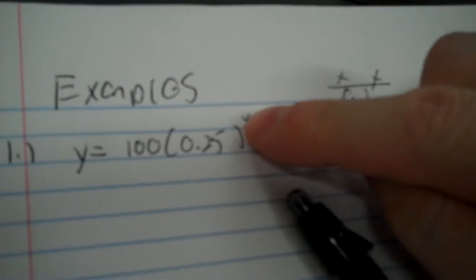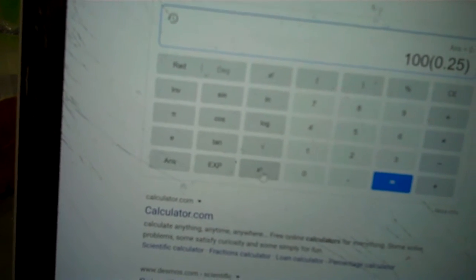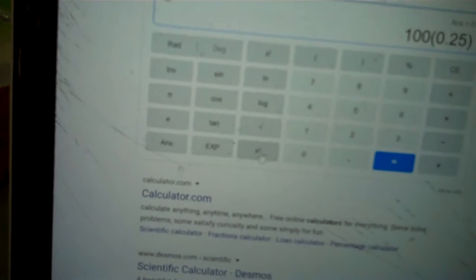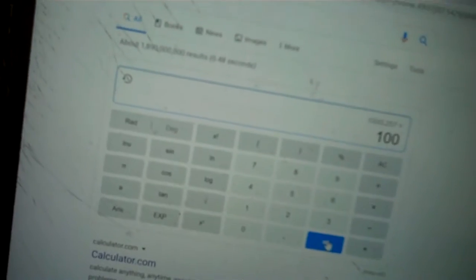Okay, so I'll set up an xy table, 0, 1, 2. I'll just put 0 in for the x right here. Okay, now on these calculators, a lot of phones have the same thing. I enter in 100, parentheses, 0.25, close the parentheses, and your power is this little x to the y power right here. Okay, x to the y power, it's right here where my mouse is going. So 0, that's going to be 100, because anything to the 0 power is 1, and if you take it times 100, that's 100.